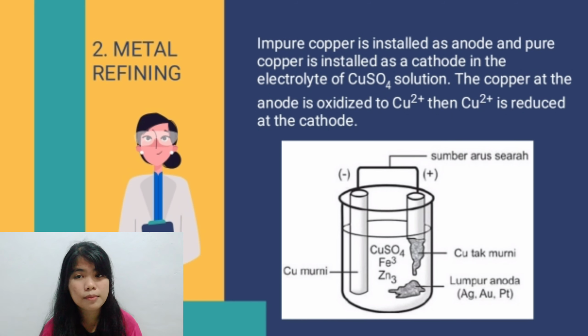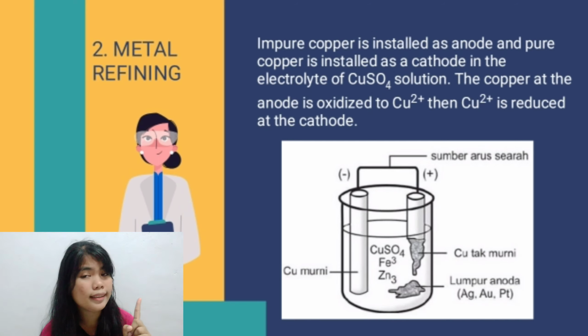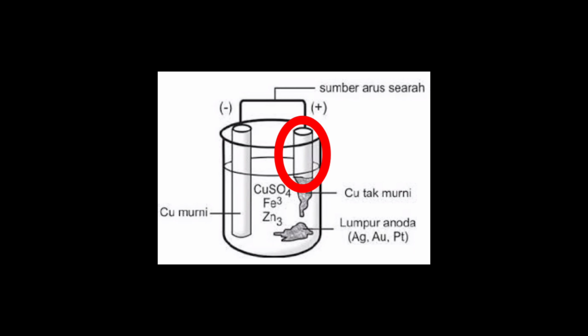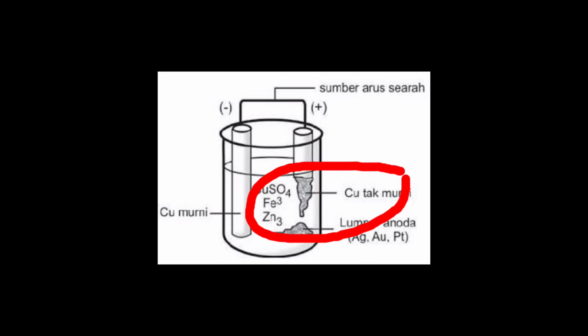And the second is metal refining. The impure metal is separated from its impurities by using the electrolysis cell. You can see the example. The anode is depleted and the cathode is getting bigger. Gold, silver, and platinum metals are present in anode sludge as the byproduct of copper refining.